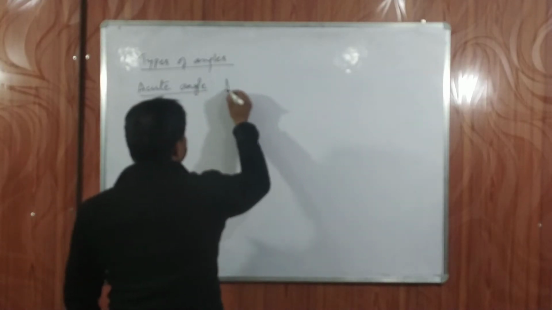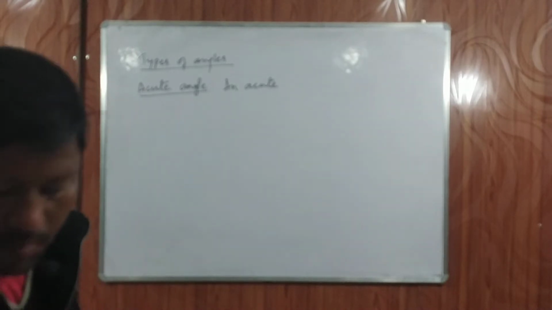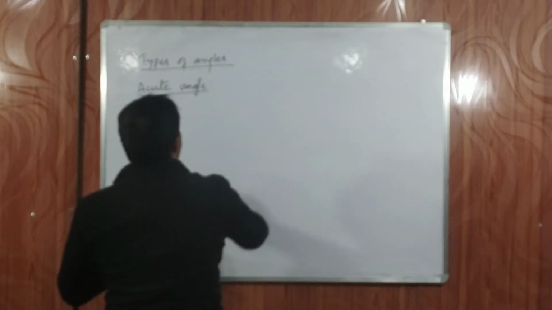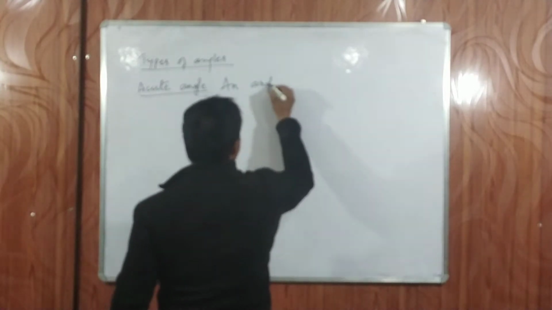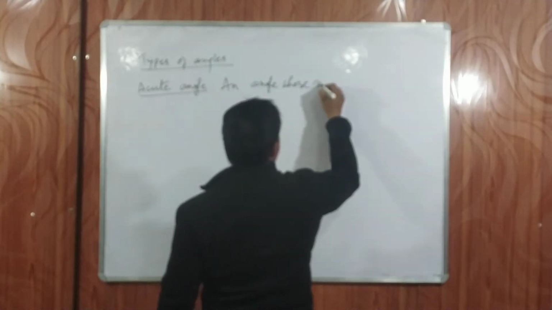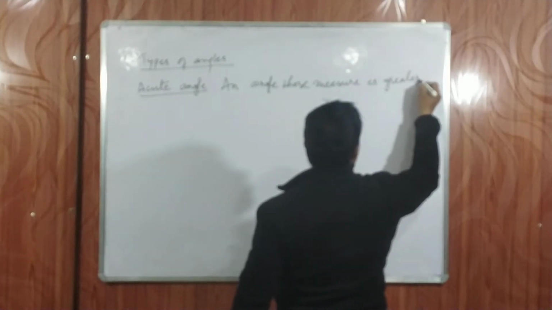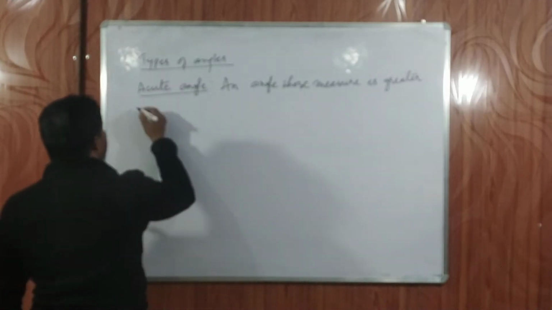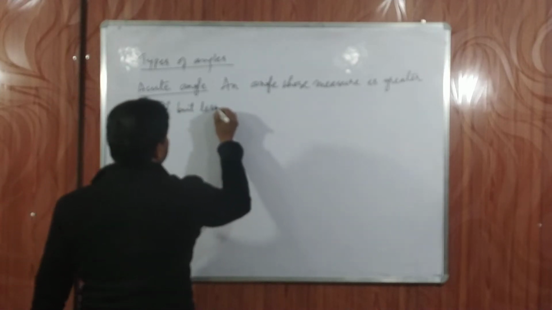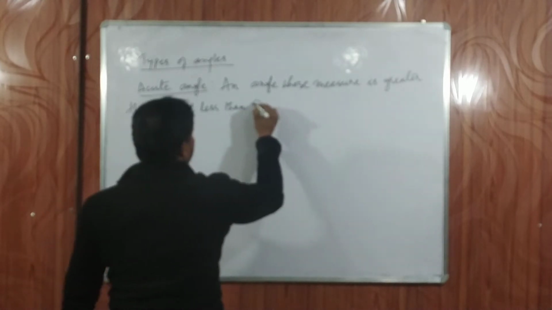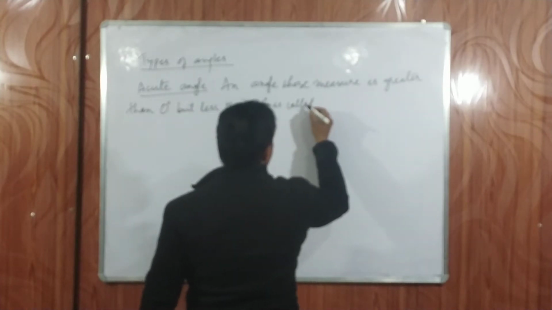An acute angle, or an angle whose measure is greater than 0 degree but less than 90 degree, is called an acute angle.